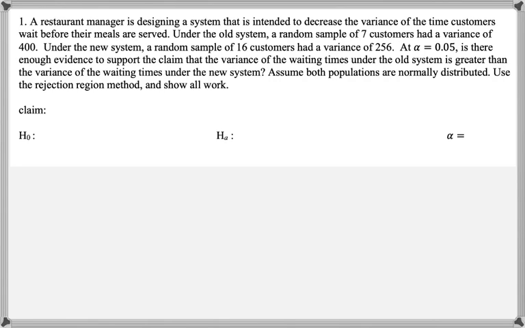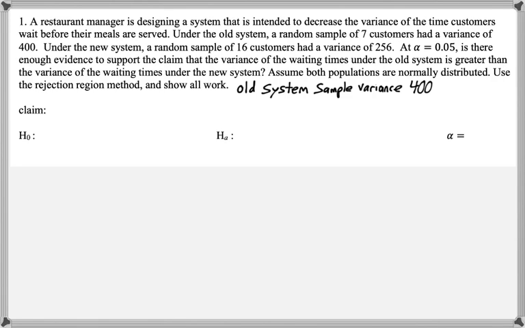At alpha equal to 0.05, is there enough evidence to support the claim that the variance of the waiting times under the old system is greater than the variance of the waiting times under the new system? Assume both populations are normally distributed, use the rejection region method, and show all work.